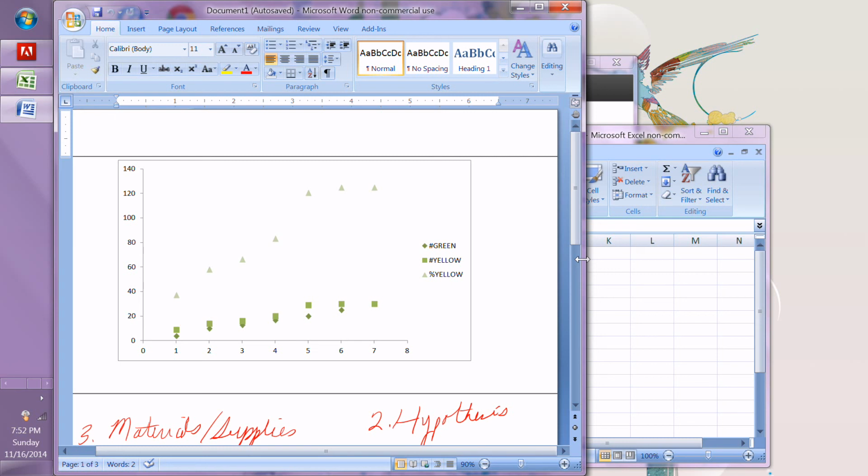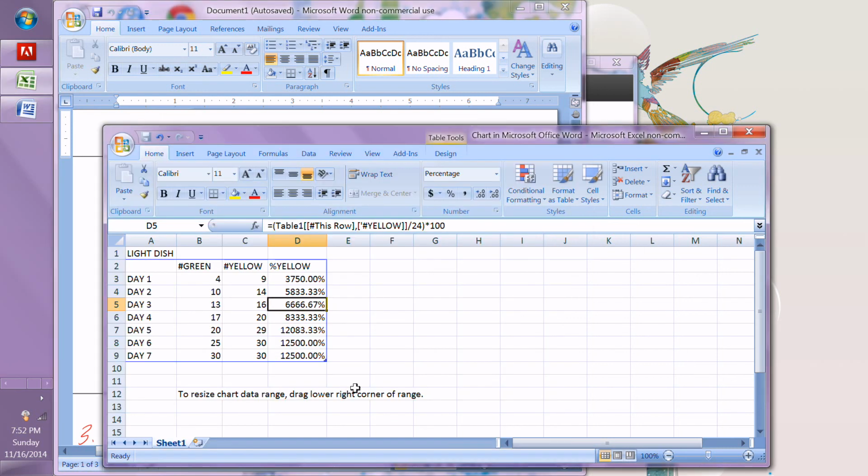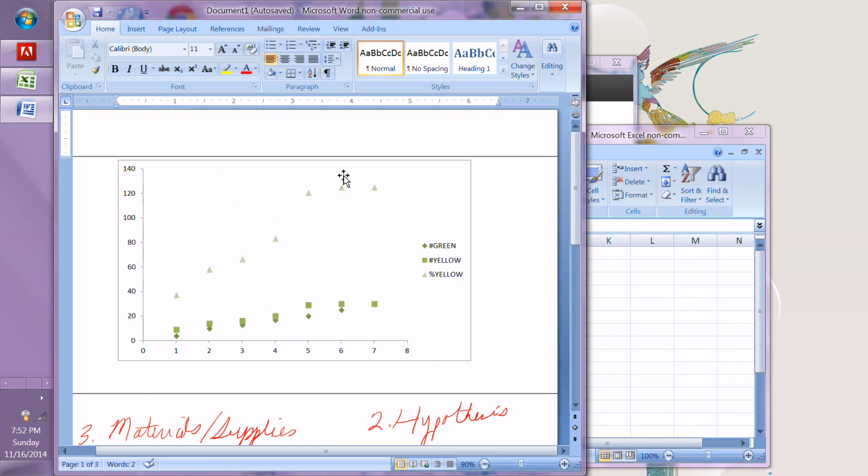And so just let the data represent whatever your data is. Don't try and force it. Just put it in the chart and then put it in your Excel worksheet right here, and then let the chart represent what it will. That's the end of the video.